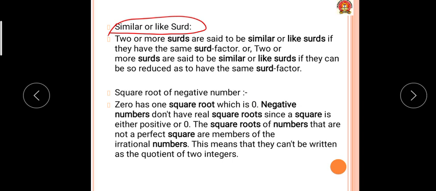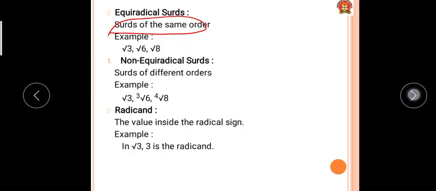Square root of a negative number. Always remember that 0 has one square root, which is 0, but negative numbers don't have a real square root, since the square root is either positive or 0. The square roots of numbers that are not perfect squares are members of the irrational numbers. This means that they can't be written as the quotient of two integers. So the square root of a negative number does not exist.